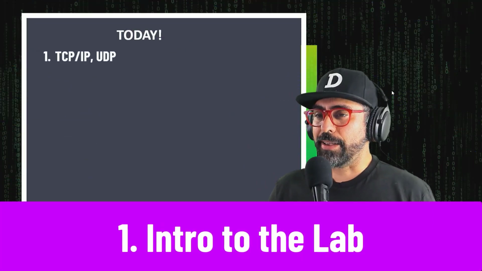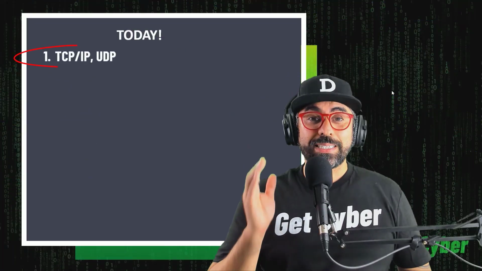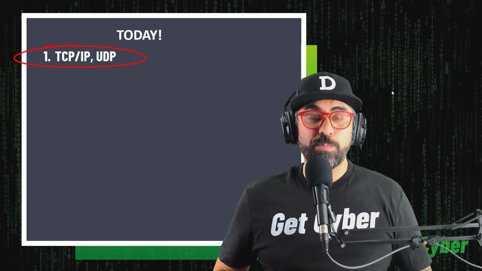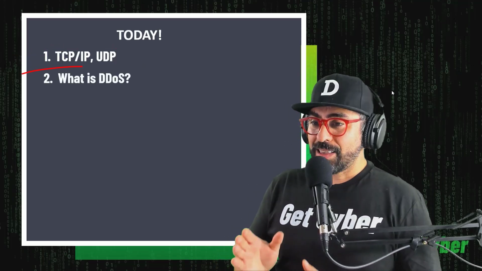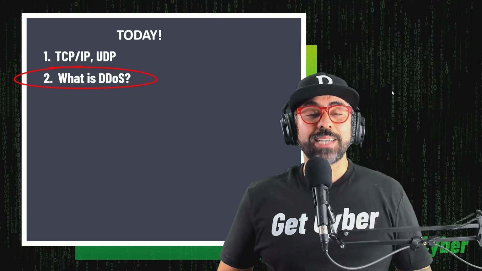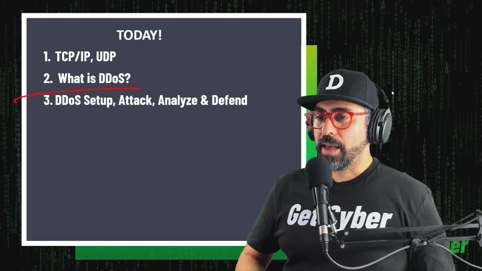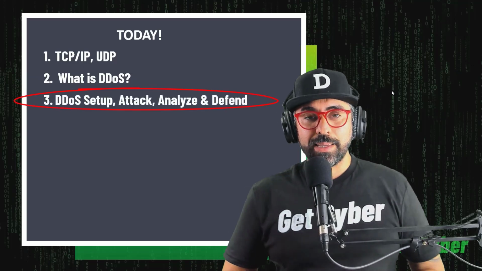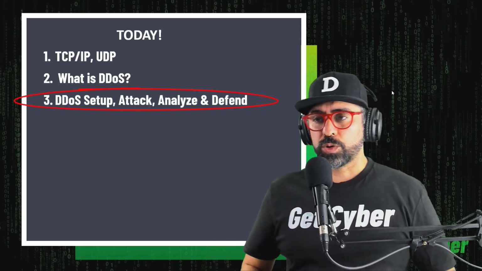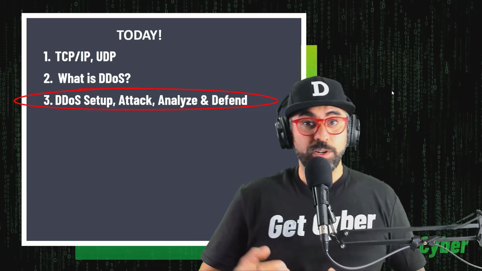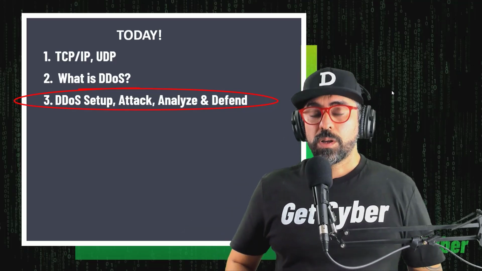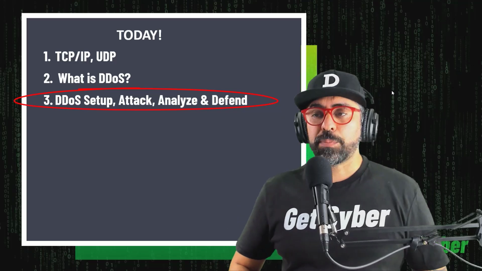Alright, so this is the panorama for today. First, I'm going to show you what TCP/IP and UDP protocols are. Then we're going to discuss DDoS attacks. So what are they? What type of DDoS attacks are there? Then we're going to set up the tools on Kali Linux, so DDoS tools. We're going to be doing a little bit of attacking to a vulnerable WordPress and Debian 10 application.